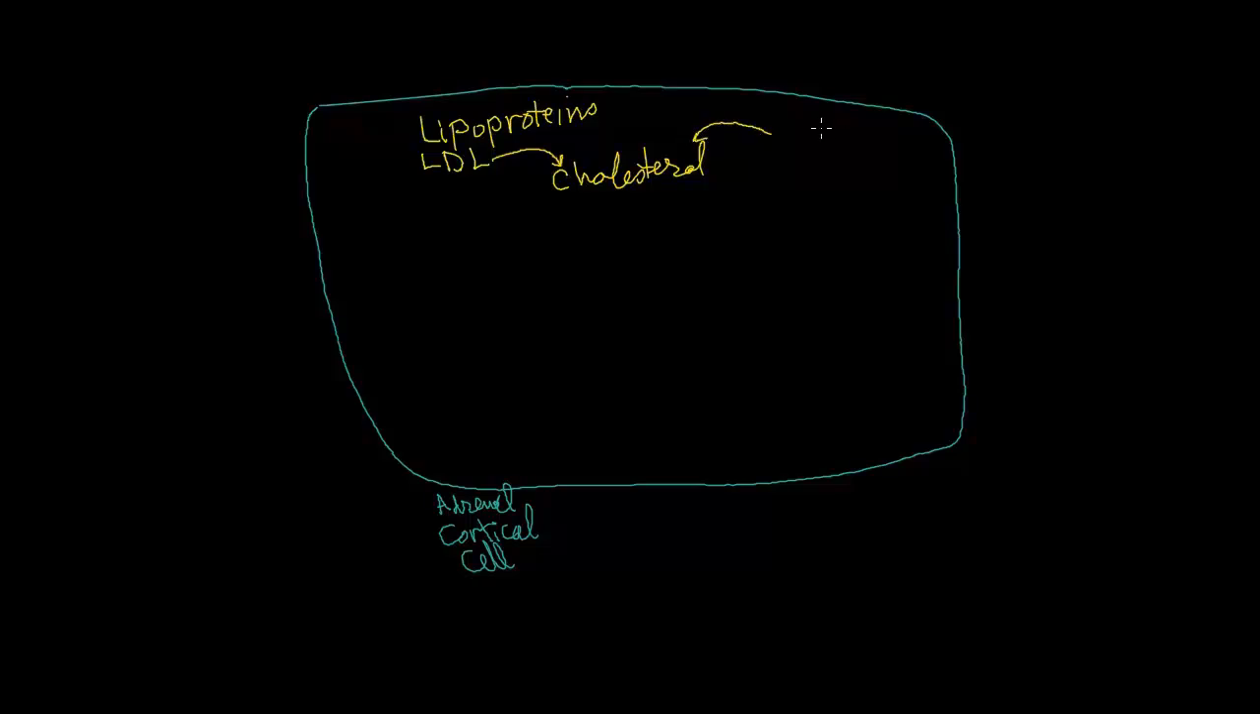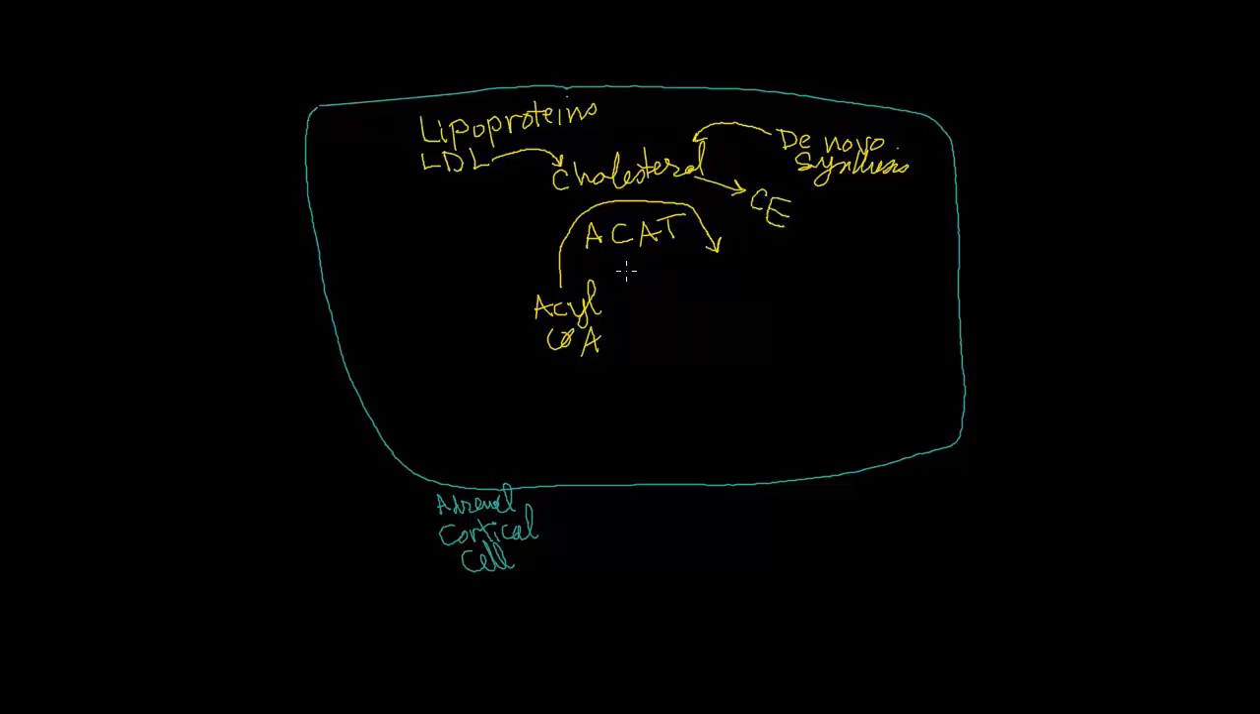Also, as we know, cholesterol can be synthesized de novo inside the cell. So we have these two main sources for cholesterol. Cholesterol in the cell is going to be esterified by ACAT, acyl-CoA cholesterol acyltransferase. This transfers acyl group from acyl-CoA to cholesterol. So cholesterol ester is synthesized while coenzyme A is released.